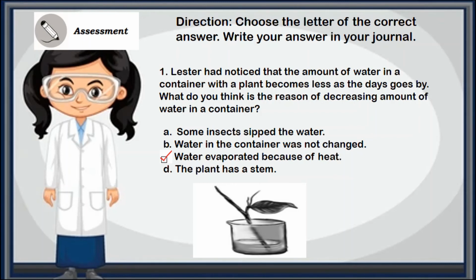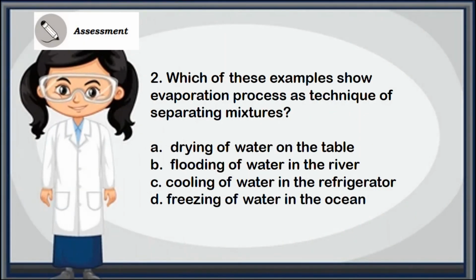Okay. Kasi wa nimo giyab-an, tingala na lang ka nga ning gamay ang tubig sa container o sa inyong flower vase. Okay, next, number 2. Which of these examples show evaporation process as technique of separating mixtures? A, drying of water on the table. B, flooding of water in the river. C, cooling of water in the refrigerator. And D, freezing of water in the ocean. Correct answer is drying of water on the table.